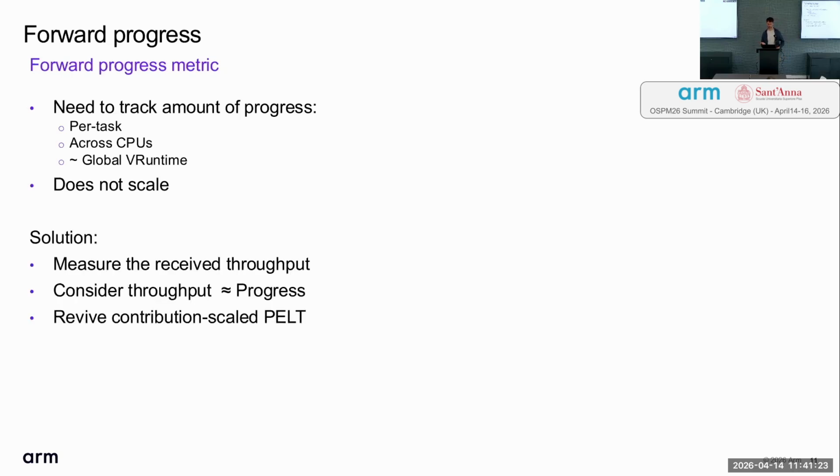So the solution that was found so far is to measure the received throughput of each task and consider that this is the forward progress that the task is receiving. It's an approximation, it's not actually correct. And it's more or less equivalent to, for people who were there many years ago, what was called contribution-scaled PELT, which measures the throughput that each task is receiving instead of estimating the size of each task.